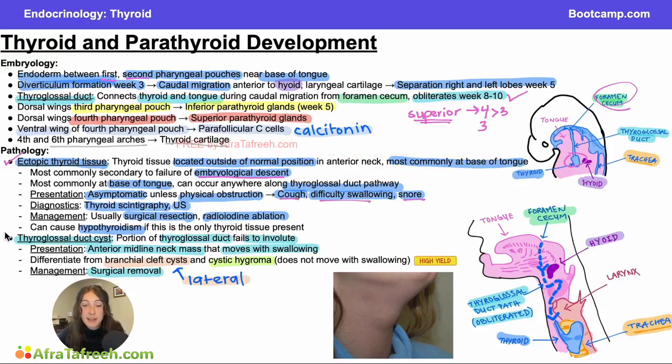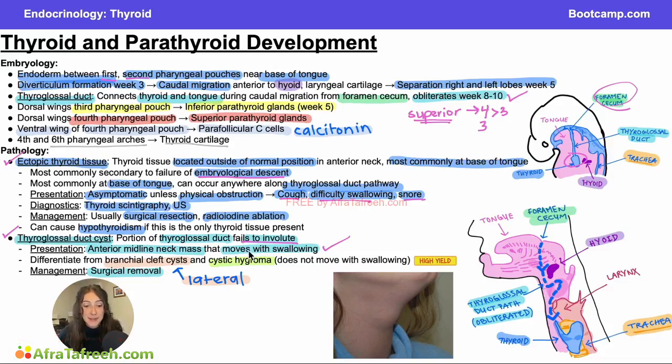And then another problem that we can have is a thyroglossal duct cyst. So this will occur if our thyroglossal duct fails to involute. And if we do have a thyroglossal duct cyst, it's important to remember that this will be an anterior midline neck mass that does move with swallowing, and that will differentiate it from a brachial cleft cyst or a cystic hygroma. But how would they ask you about this in a board style question?